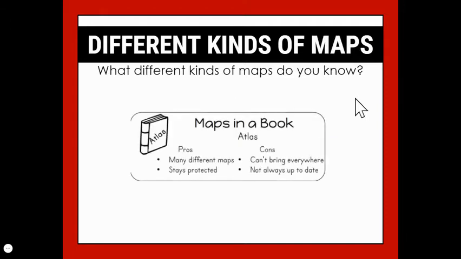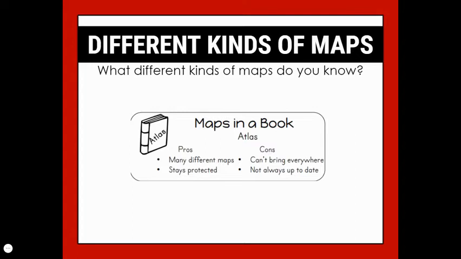The next type was a map in a book. So this would be an example of an atlas. Some of the good things about an atlas are they have many different types of maps. Also, because they're in a book, they stay protected.